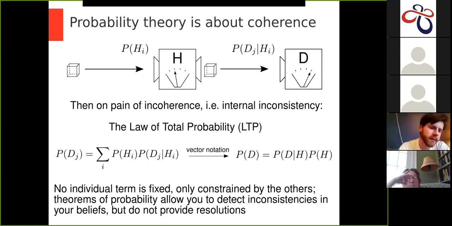So you can see that the law of total probability simply takes the form of a vector equals a matrix times a vector. One thing that's nice to point out, at least in passing here, since I'm not going to go further into the development of subjective probability theory, is that no individual term is fixed by any part of the theory. The thing that is important is the relation. They are only constrained by the others. So theorems of probability theory allow you to detect inconsistencies in your beliefs, but they don't tell you how to resolve them. Basically, you notice that you're not being consistent, and so you have to go back to the drawing board.